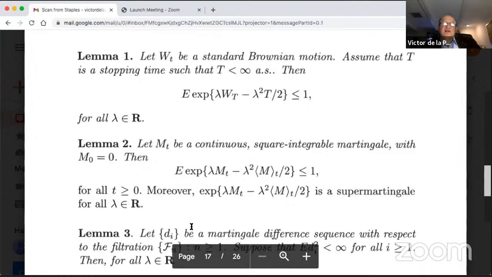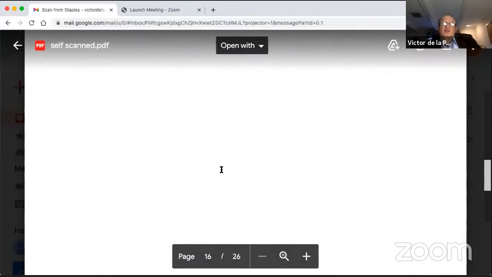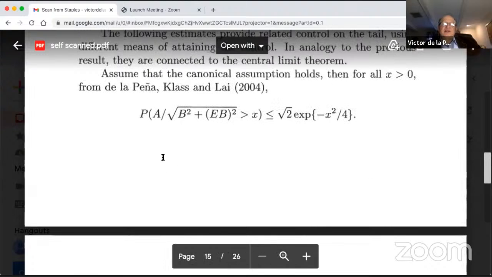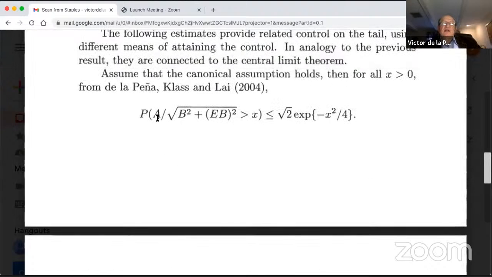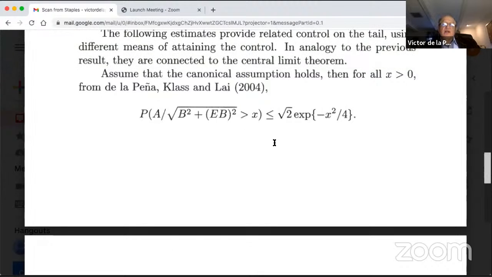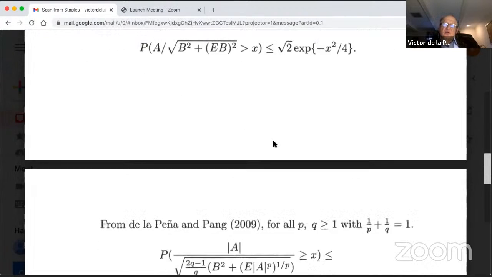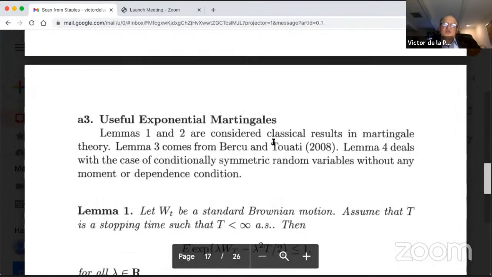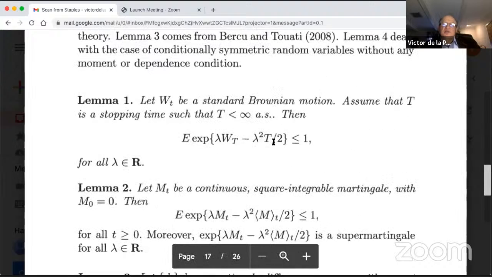The same thing happens with martingales. So you have a continuous martingale. You take your martingale M_T, and then you divide by the quadratic variation plus its expected value, and you have sub-Gaussianity. This is for an arbitrary continuous martingale, which satisfies the condition, an arbitrary square integrable martingale.